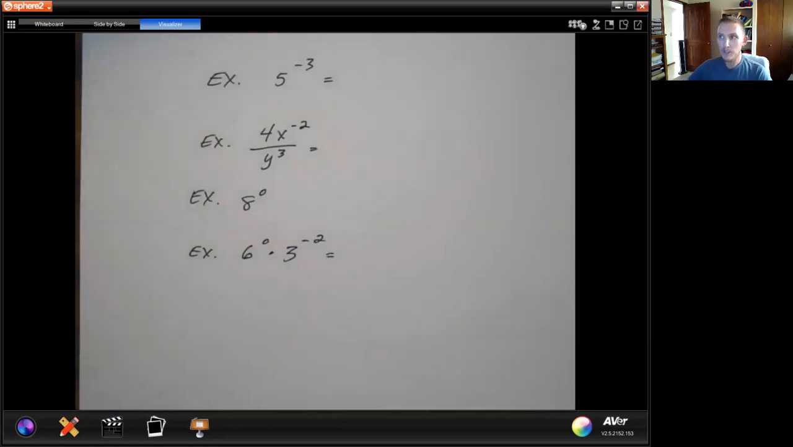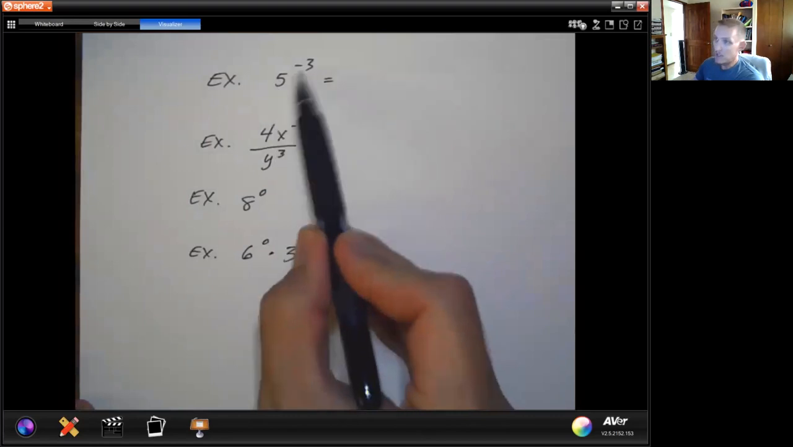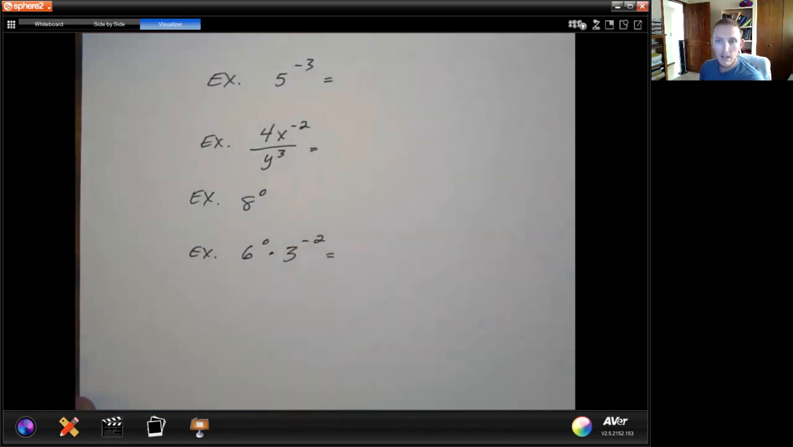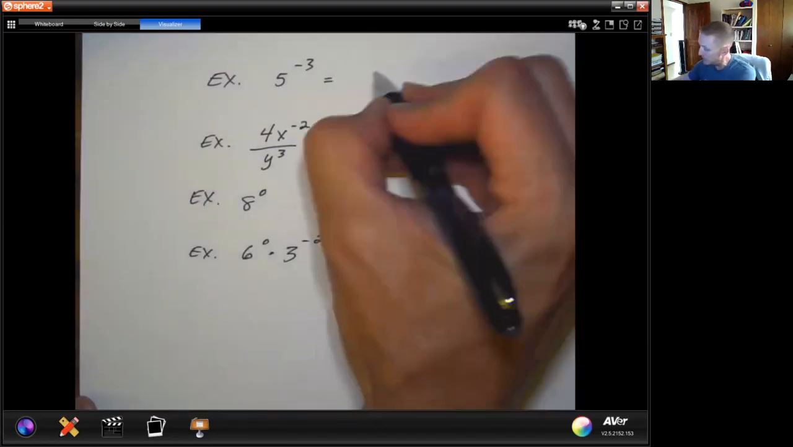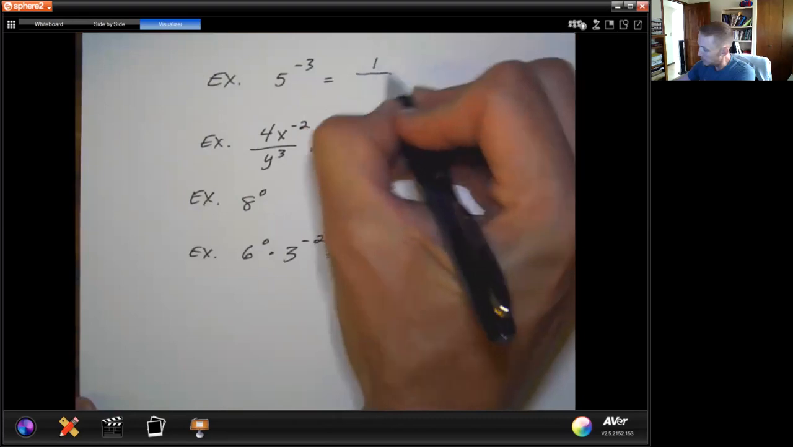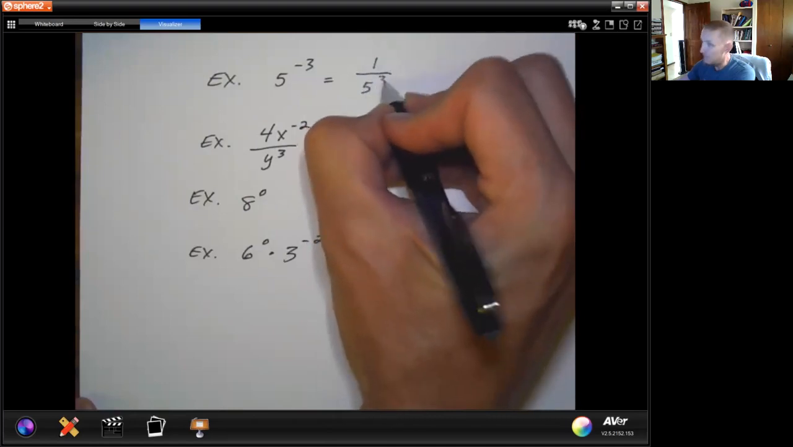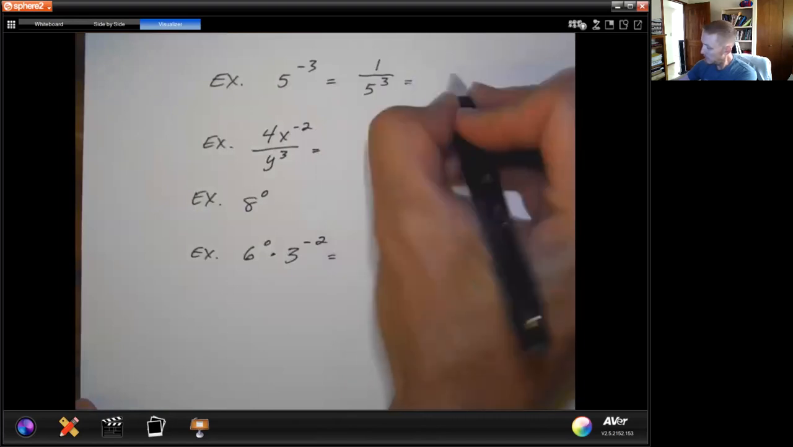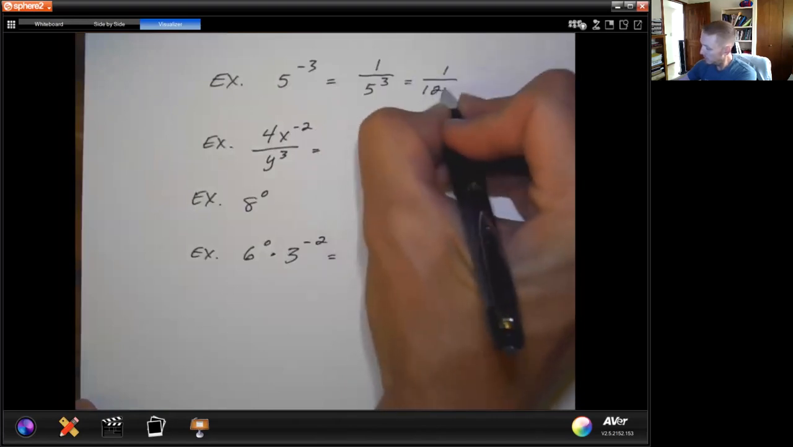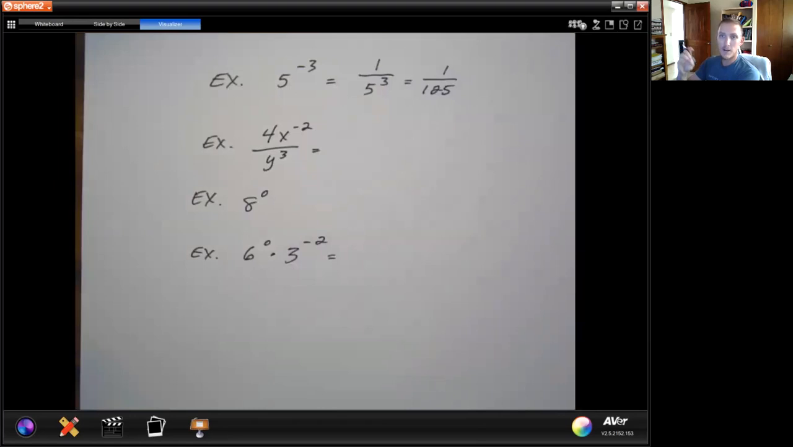All right, welcome back. Let's go through and see how you did on those examples here. 5 to the negative third power. Remember, a negative exponent is an instruction to flip it. Well, this is already a normal number, so this is going to flip to the bottom. So this becomes 1 over 5 to the third power, which means 1 over 125, because 5 times 5 is 25, times 5 again is 125.